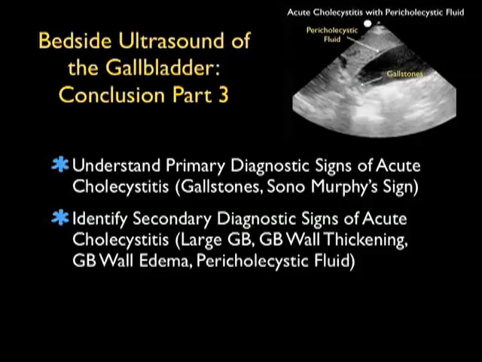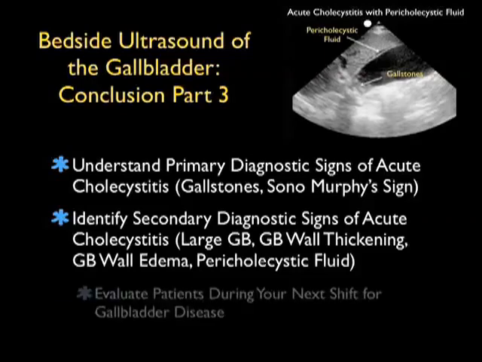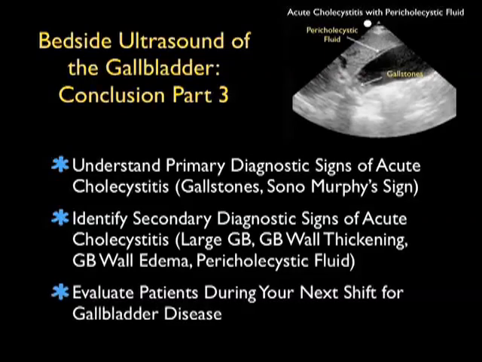I hope also that you can identify some of the secondary diagnostic signs of acute cholecystitis, that is a large, distended gallbladder greater than 10 centimeters, with gallbladder wall thickening greater than 3 millimeters, the presence of gallbladder wall edema, and also finally the presence of pericholecystic fluid.